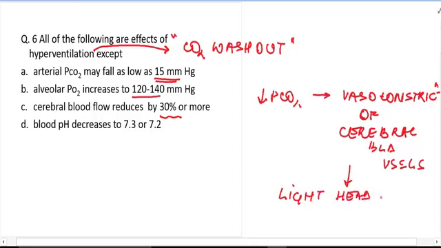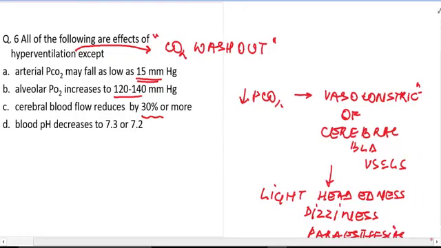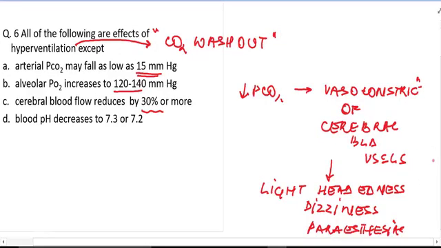There may be dyspnea, there may be dizziness, paresthesias, right? These are typically seen because of the hypocapnia. Hypocapnia causes vasoconstriction of the cerebral blood vessels, which in turn leads to lightheadedness, dizziness, paresthesias, right? This is the effect of hyperventilation.